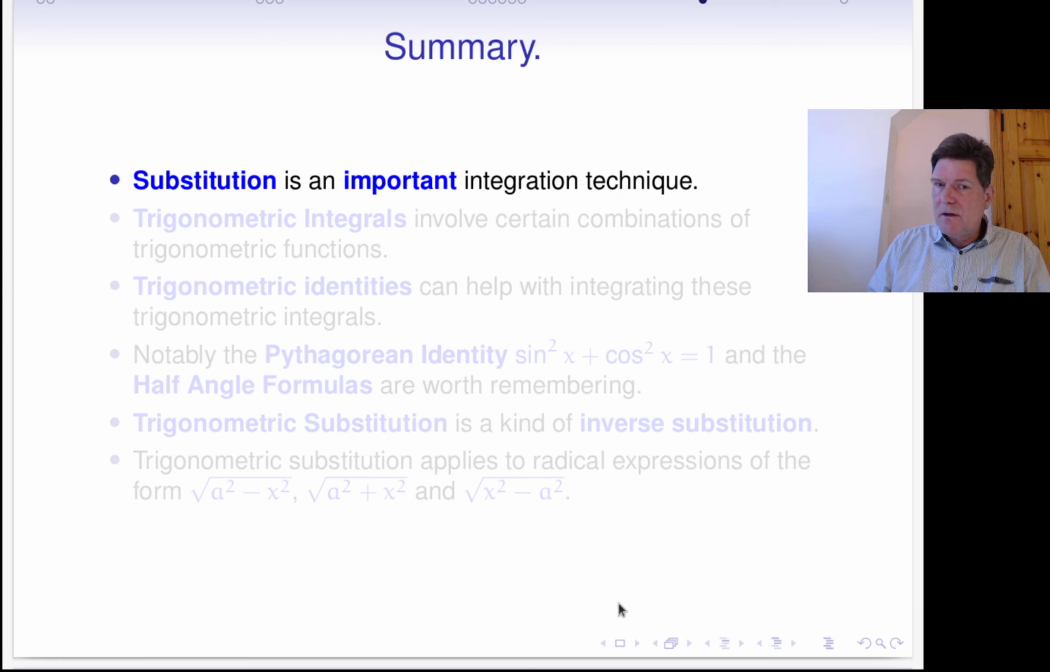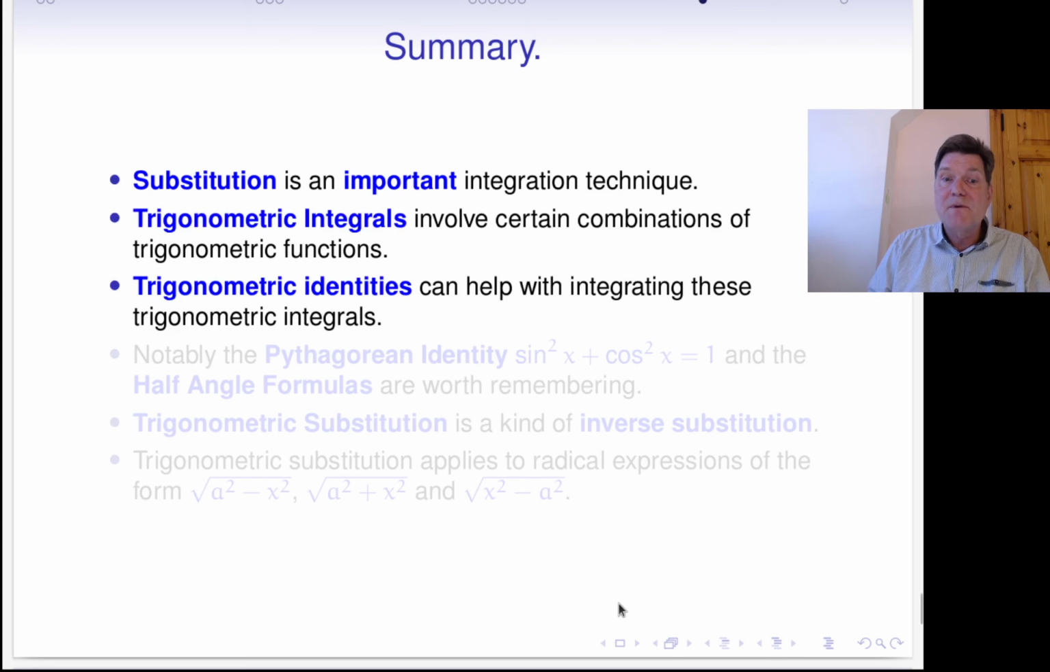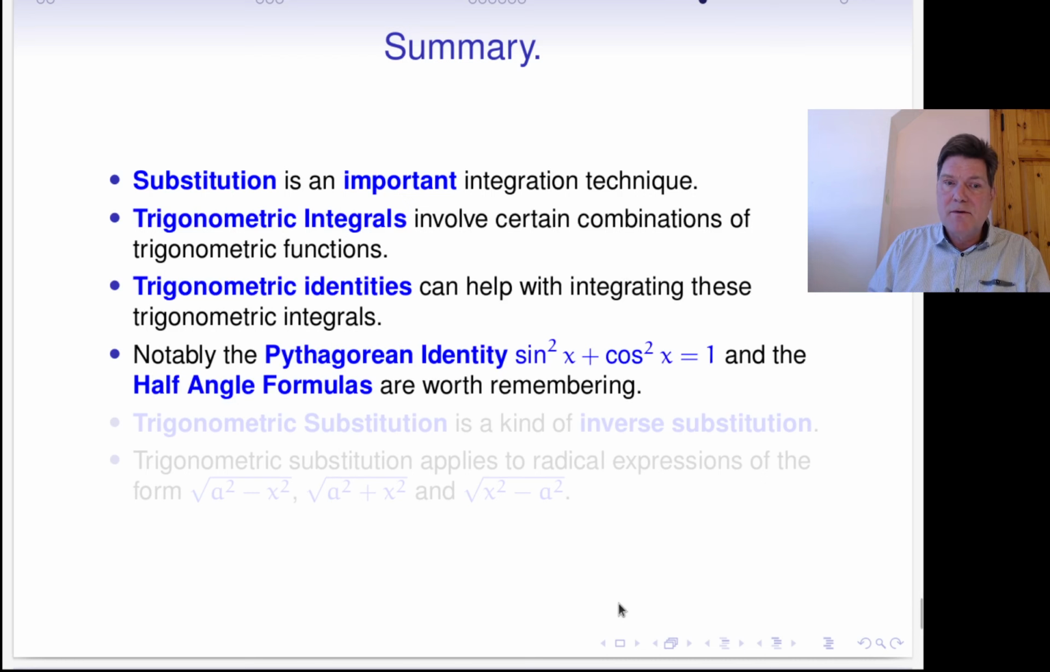So we've seen that substitution is important. The normal substitution we've been using all the time here. We've seen that trigonometric integrals involve certain combinations of trigonometric functions and how they can be solved with the help of trigonometric identities. Notably, the Pythagorean identity sine squared plus cosine squared of x is 1, and the half angle formulas we've used.